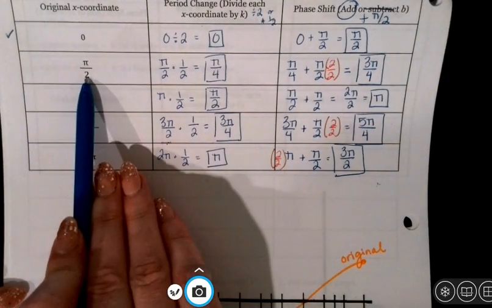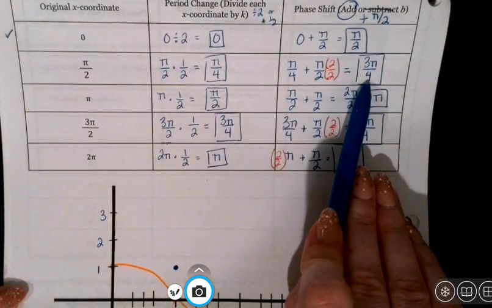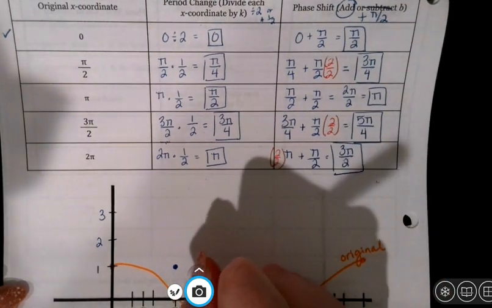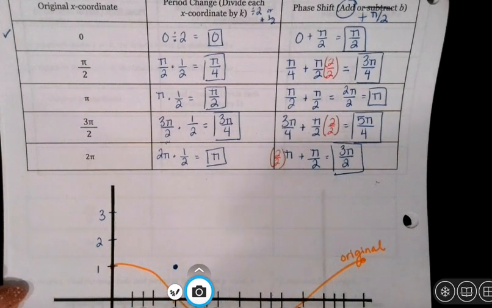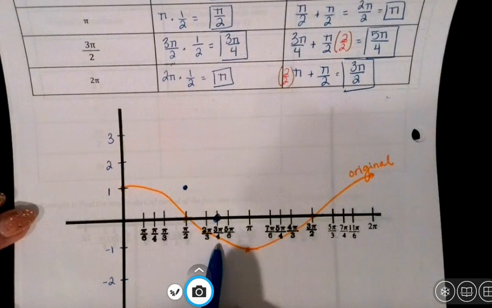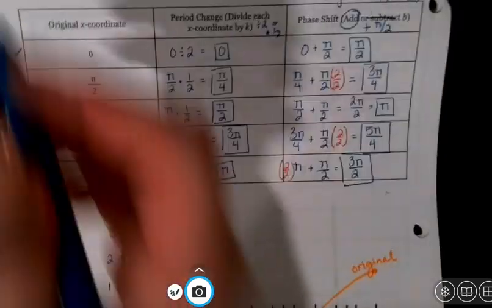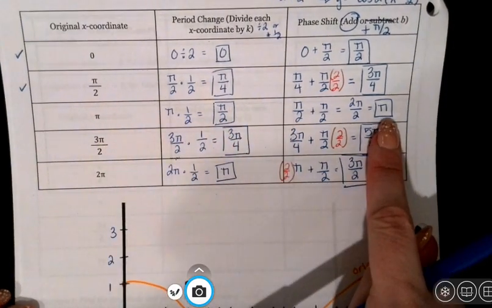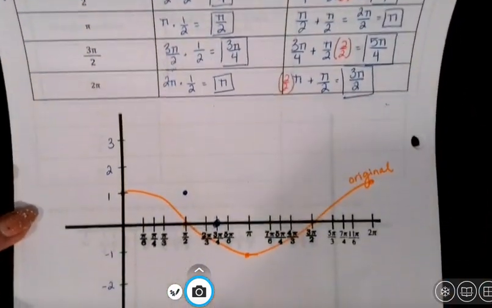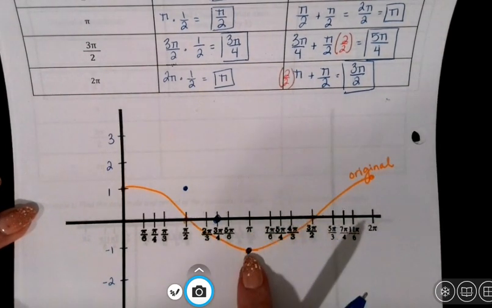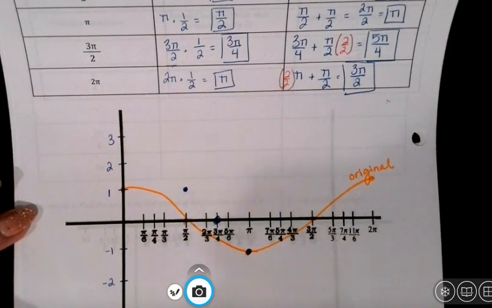So pi over 2 is getting shifted all the way to 3 pi over 4. So pi over 2, 3 pi over 4 is right there. Oh, you didn't see that. So this was pi over 2, and I shifted over to 3 pi over 4. I checked that off my list. Then my third point started at pi, and it is getting shifted to pi, so it's not moving. So on my graph, this point right here is going to stay. I'm just going to do it in a blue color so I remember to connect that dot. I'm going to check it off my list.